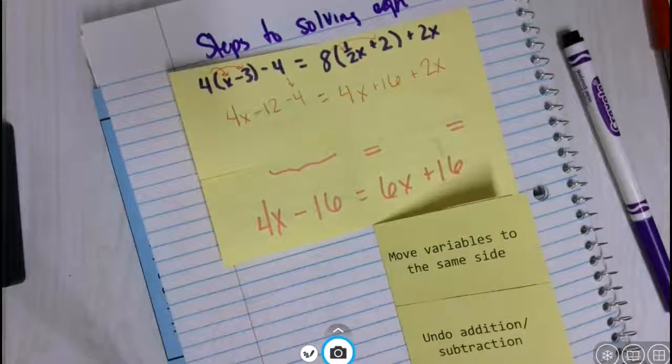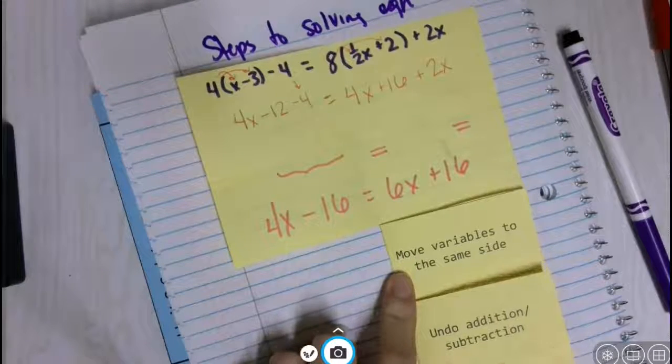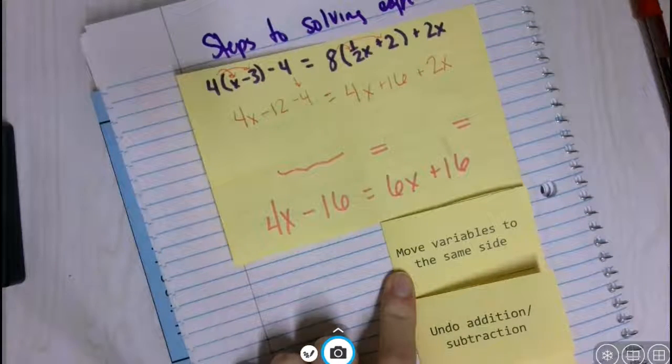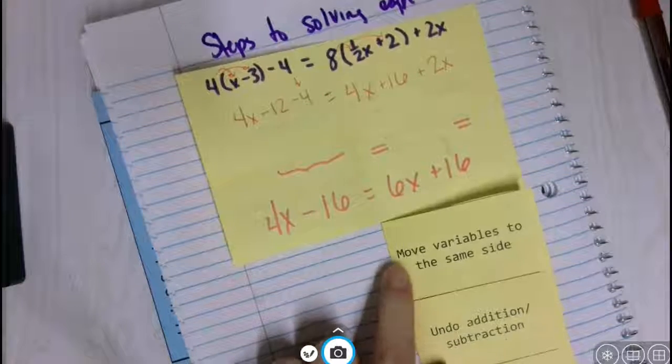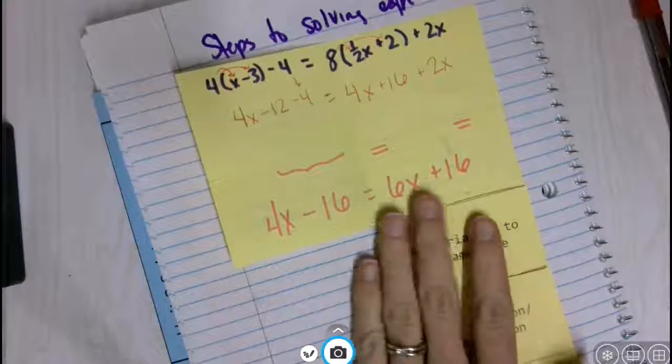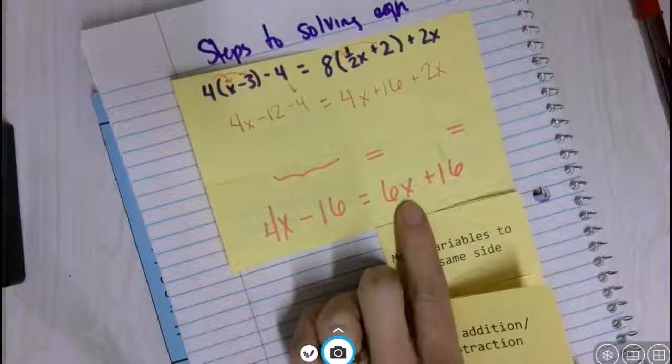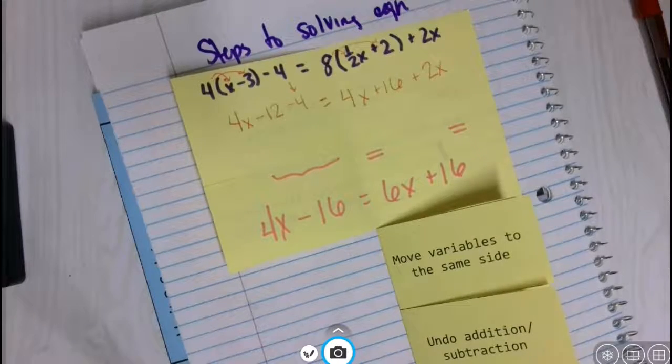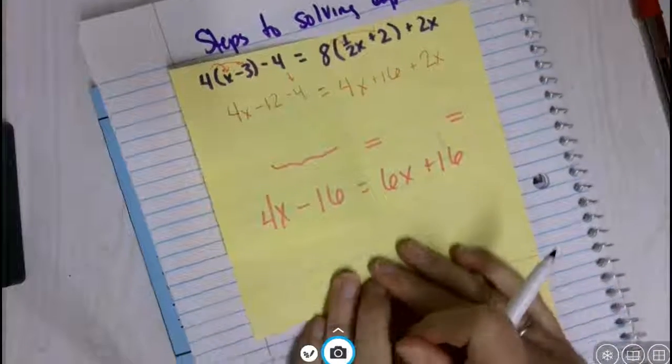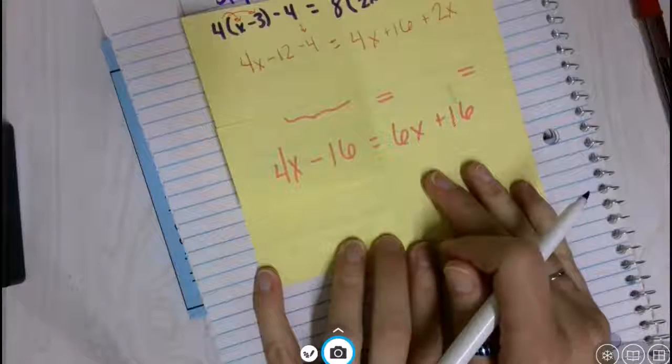Okay, so now my next step is to move the variables to the same side. And it really doesn't matter which side you move the variables to, but I'm going to move mine to the right side because this one was bigger to start with. So let's go ahead and do that. But you really can do either way. We'll just end up with fewer negatives if we move to the big side.